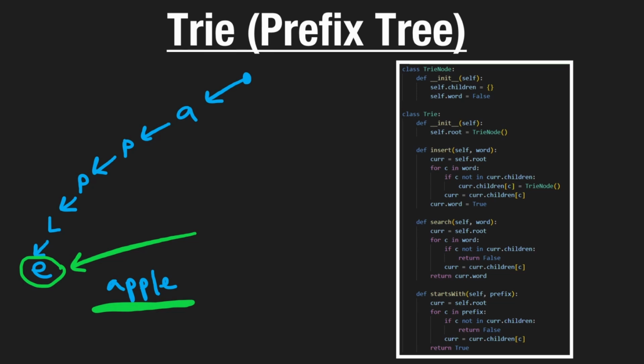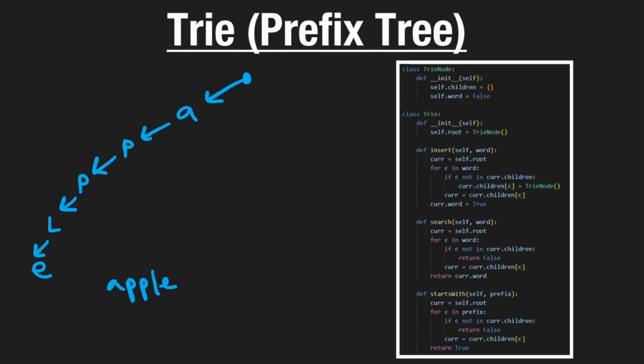We iterated through every character for the word that we were searching for. Now, can we immediately return true? Well, not quite. We're going to return whether this character is the end of a word or not. In this case, it is. We marked that with a green circle. So we would return true in this case. The word apple does exist in our trie.